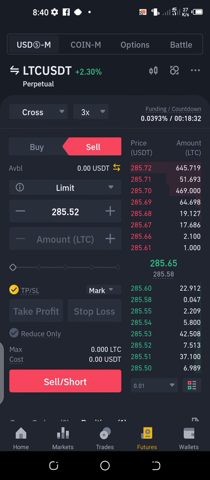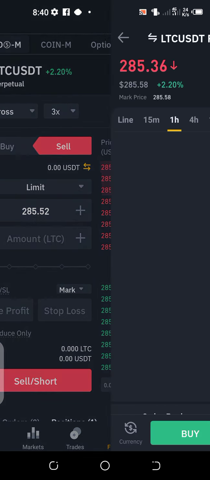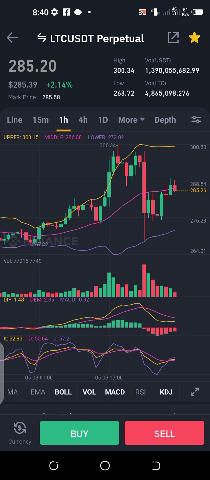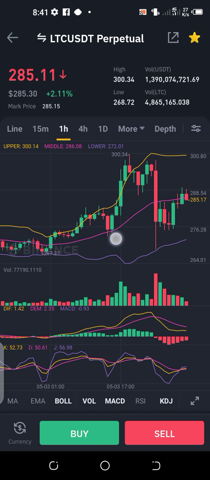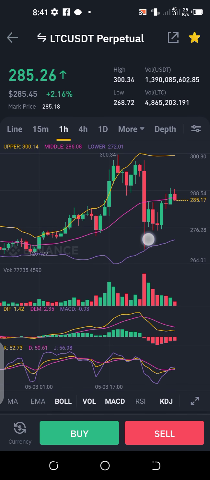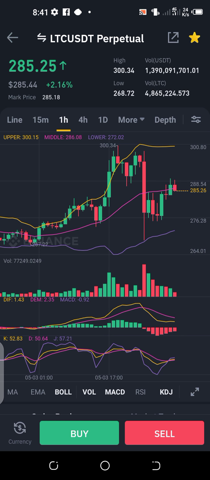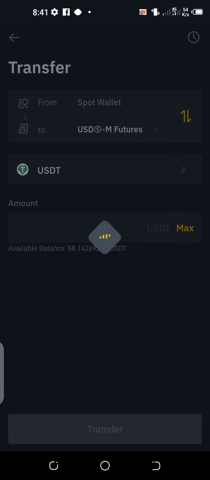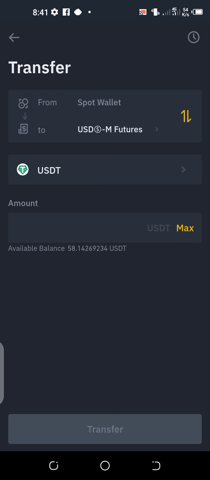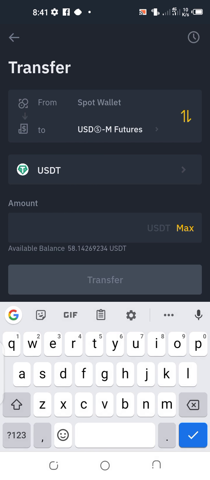And before you can enter a trade, you do your analysis here. You do so much background work to know which candle is coming up. Then from the candle, once it's in profit, then you close. Sometimes you also do the main analysis in your TradingView account before you come in. Then to transfer funds into your wallet, from here you transfer funds. You can see I can transfer funds now from my spot to my futures wallet, like $58.